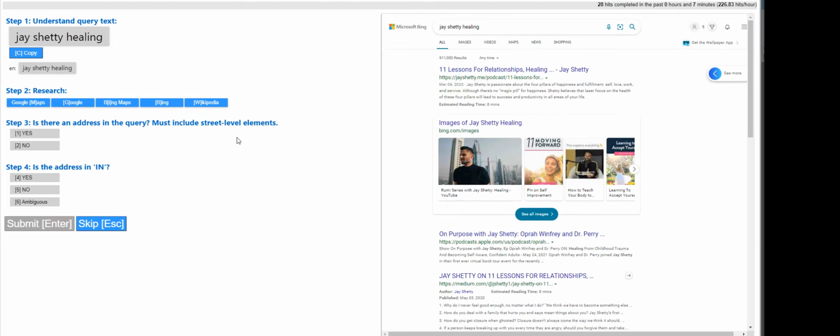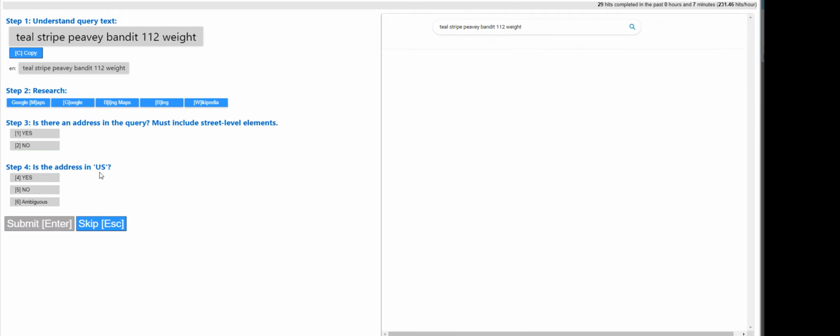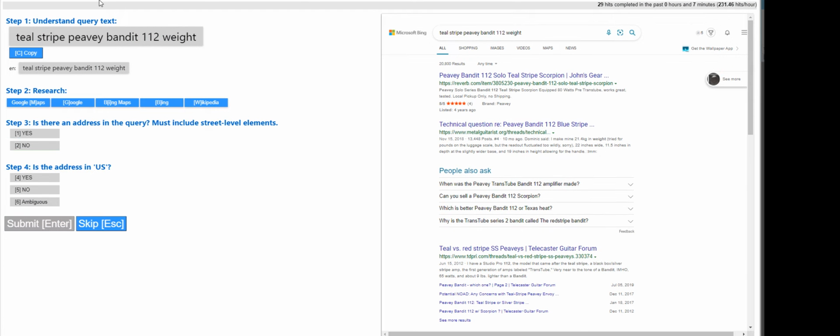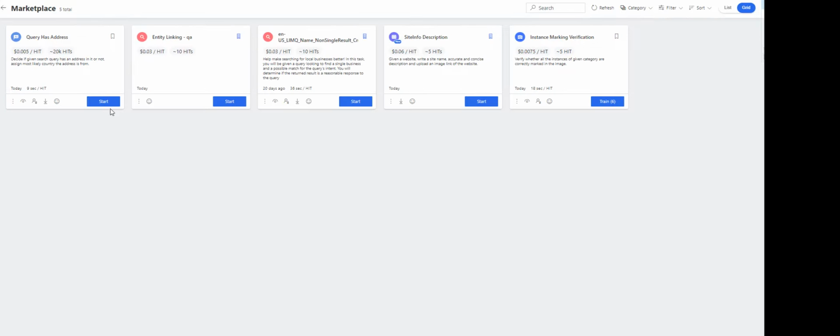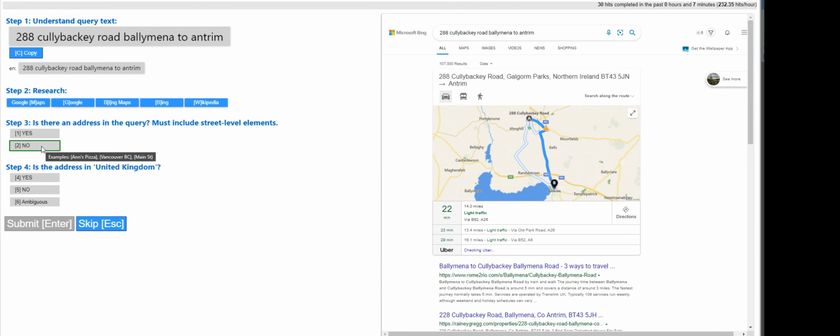Again, the name of this HIT is Query Has Address. Let me finish this up for you. I know there's a lot of HITs, I mean, there are 20 HITs available now, but I'm not sure. Maybe they are uploading. It says 20 HITs earlier. Oh no, it's 20K HITs. So Teal Stripe, that's definitely no. This is a yes. All right, I'm going to stop here, but I hope we got this one correct.